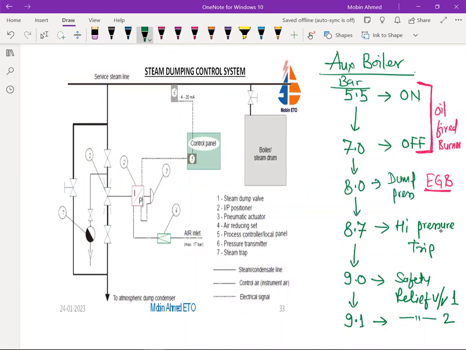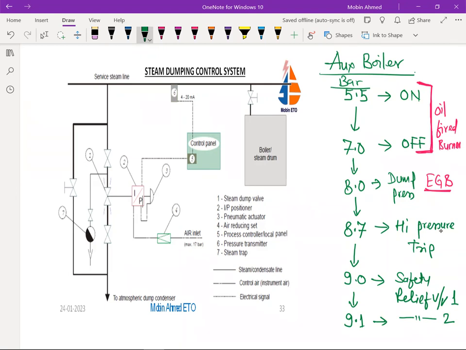Okay. So oil fire burner is also not going to start, and the pressure is always going to be maintained in the service line, that is the 8 bar. So it will not go to 8.7 bar. Also, it will not drop to 5.5 bar. So our auxiliary boiler, means oil fire burner, is not going to start.